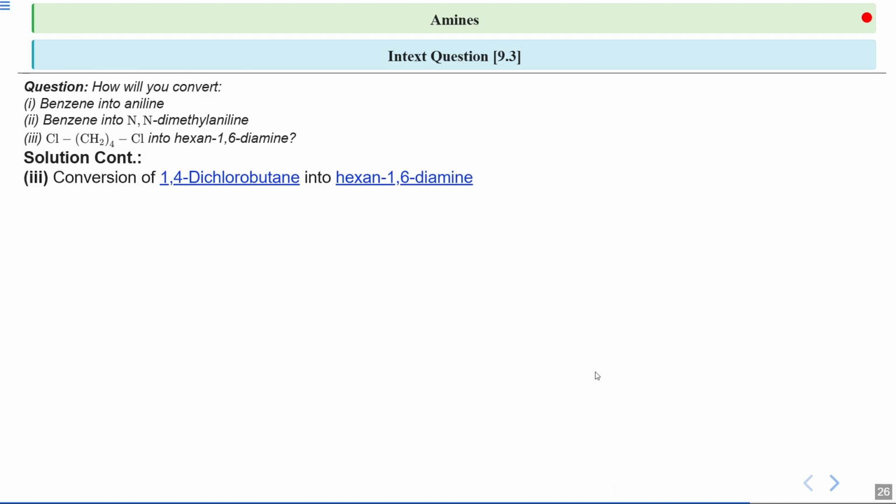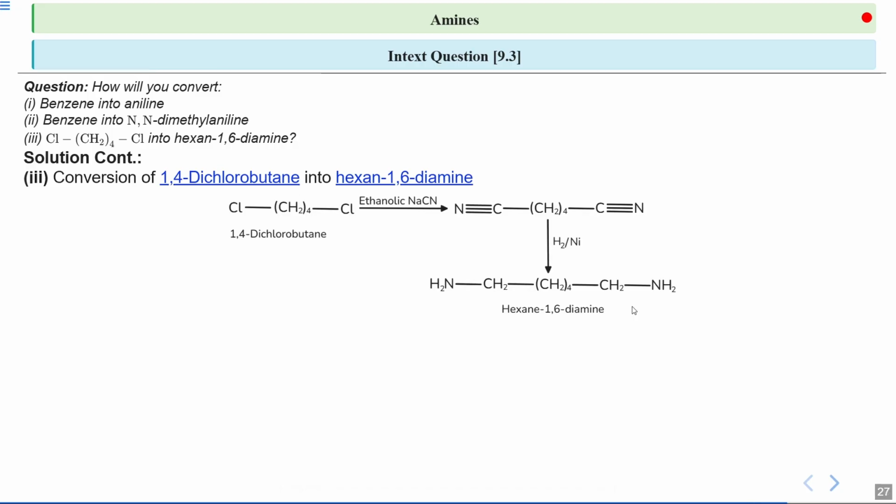Now next is conversion of 1,4-dichlorobutane into hexane-1,6-diamine. So this is the reaction which is happening. One by one we will discuss. First is the nucleophilic substitution to replace a chlorine atom with a cyanide group. This chlorine atom is replaced by the cyanide group. This is important because the cyanide group, which is C triple bond N, will be converted later into an amine group.